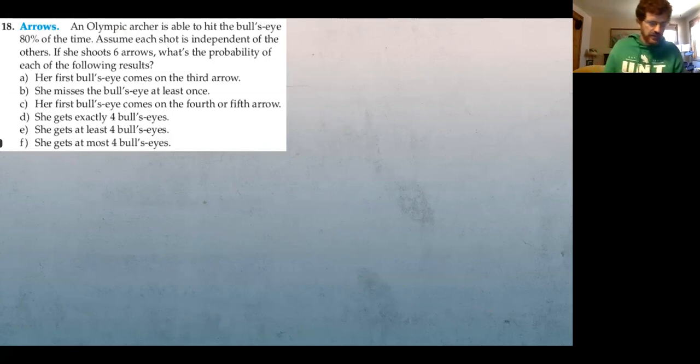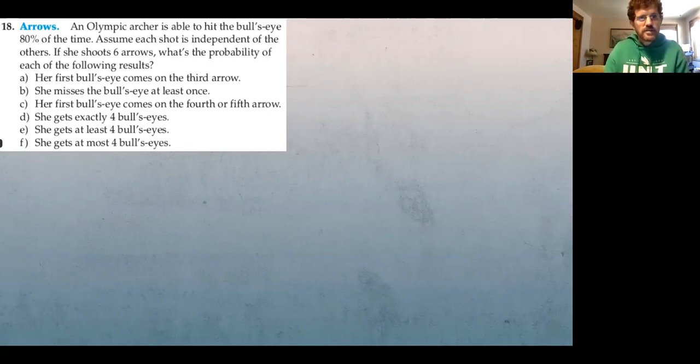So in this case, we've got an Olympic archer able to hit the bullseye 80% of the time. Each shot is independent of the others, which is an important assumption. Remember with Bernoulli trials, they have to be independent. And we'll assume the same probability. And of course, there's binary. It's hitting the bullseye or it's not.